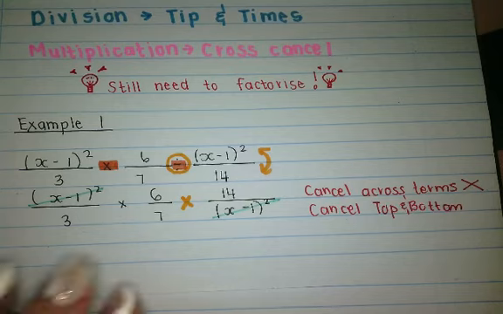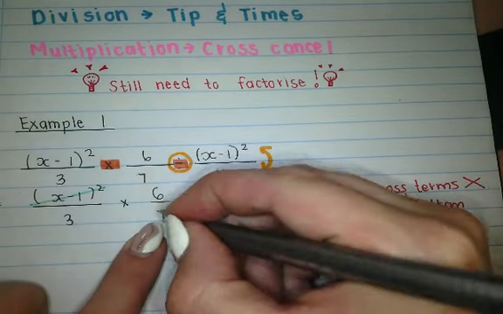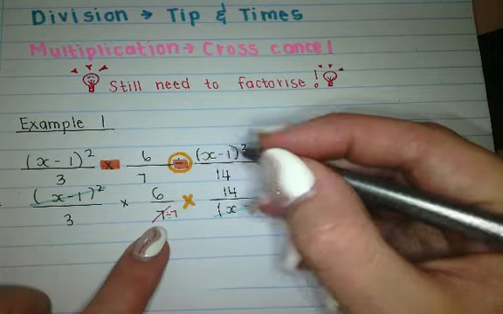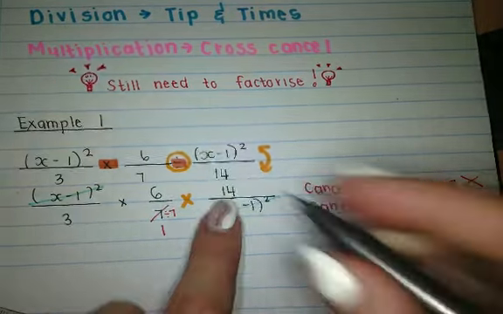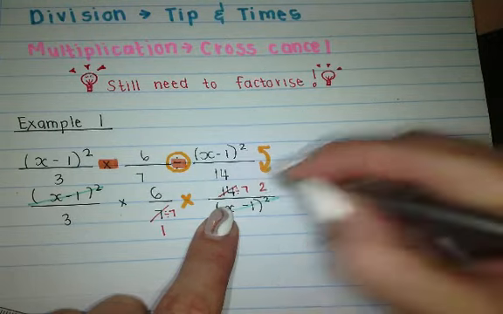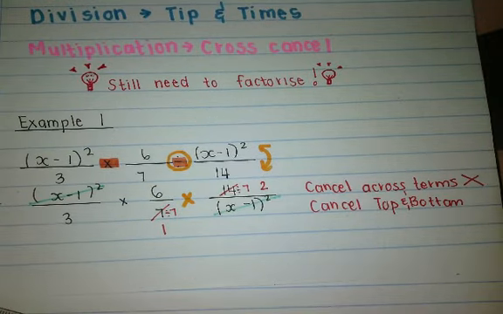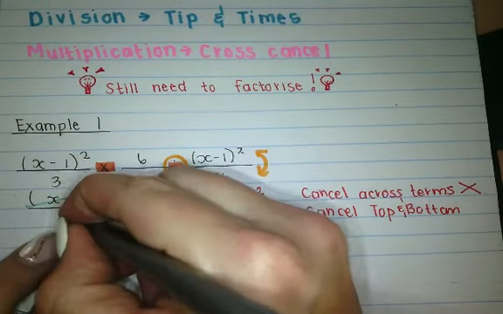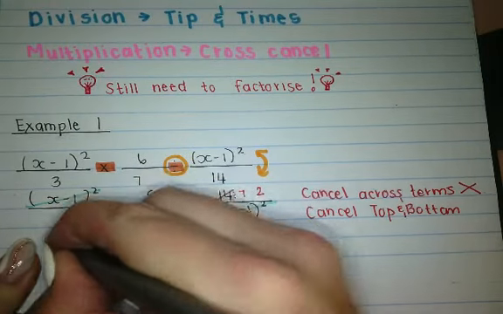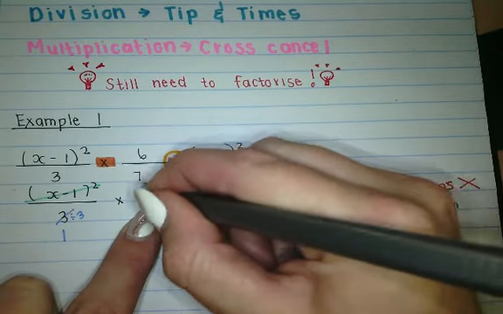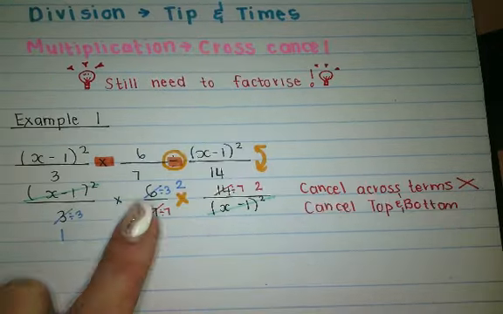What else? So 7 divided by 7 is? It's 1. 14 divided by 7 is? 2. Are you with me? What else can we cancel? So 3 divided by 3 is 1, and 6 divided by 3 is 2.